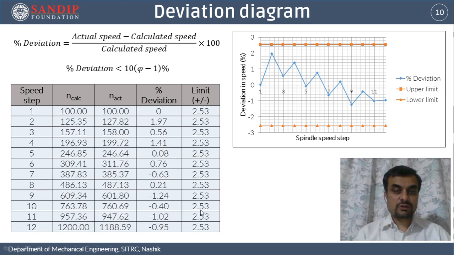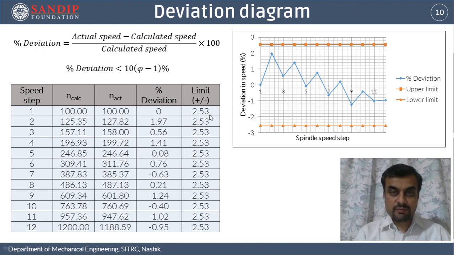For this purpose, I have already filled this table. It has speed steps in the first column, 12 calculated speed steps, then 12 actual speed steps, and the percentage of deviation has been calculated using the formula on this slide. Then you can observe some of the values are positive and negative. It depends upon whether the actual speed is more or less than the calculated speed.